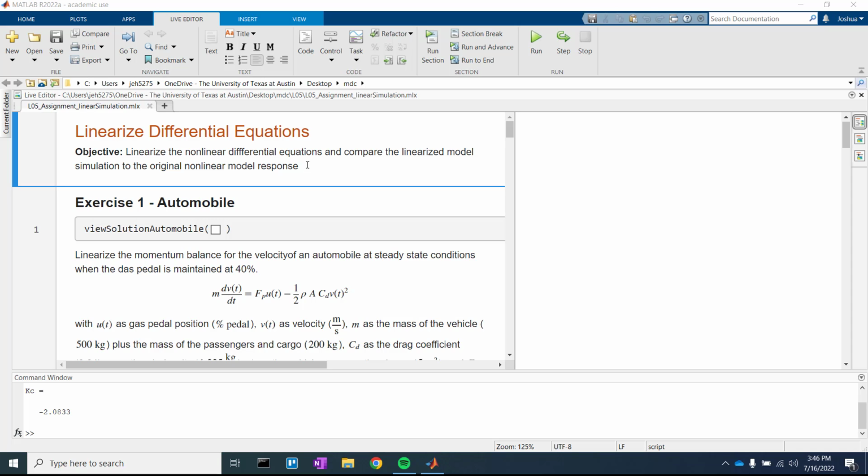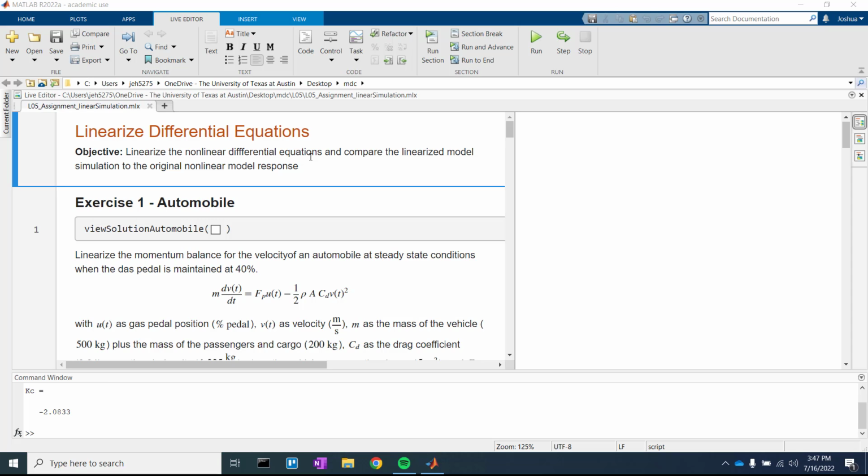In this activity, we're going to discuss linearized differential equations. I'm going to use two examples. First, with an automobile and the momentum balance on an automobile, and the second on heat transfer with a thermistor within a furnace.